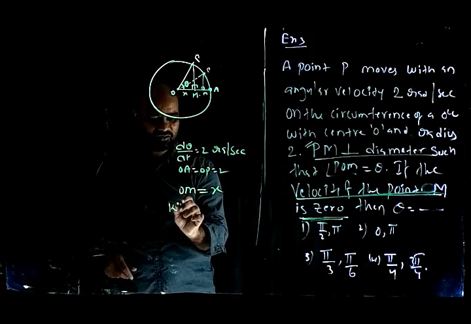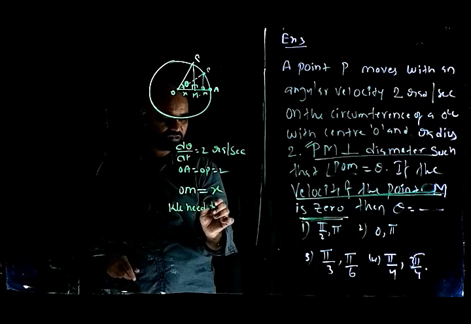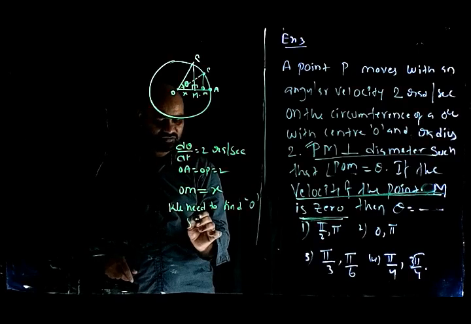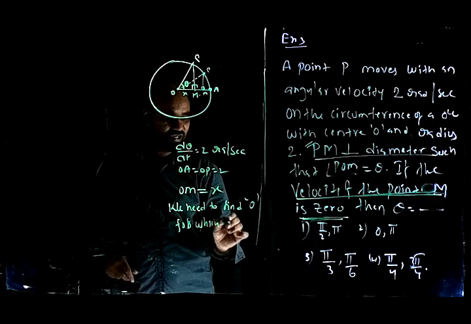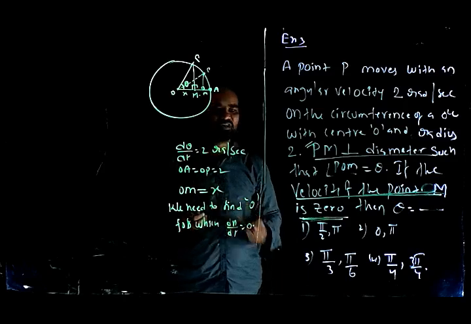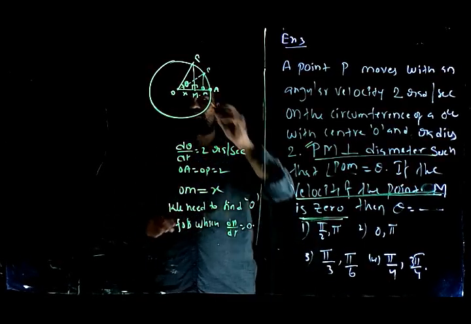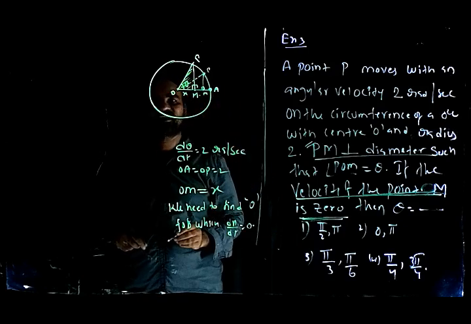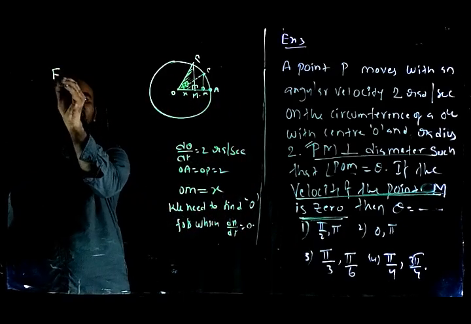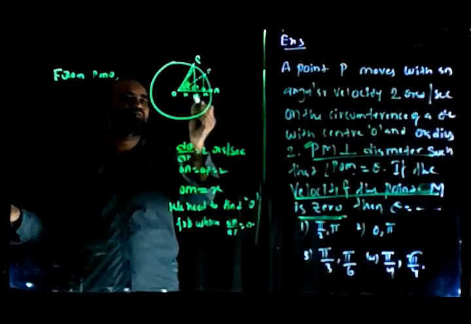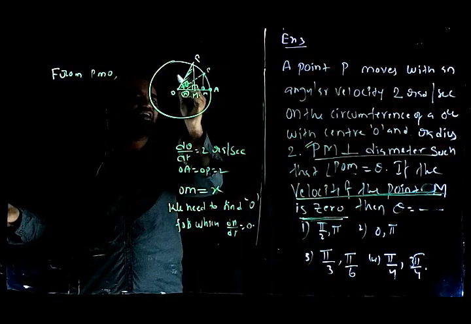We need to find theta for which dx by dt equals 0. So we want to find the relationship between x and theta by using this right triangle. From triangle PMO, you want to find the relation between x and r.